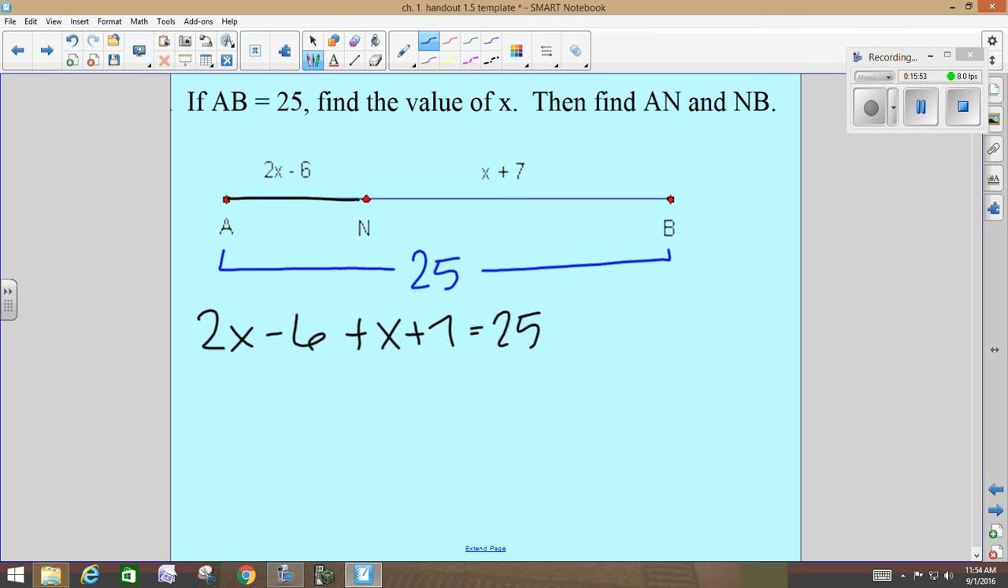Quinn, Anna, this is that segment addition postulate. AN plus NB equals AB. Right, Isaiah? Wouldn't the little segment on the left plus the segment on the right equal the whole thing? Okay, and then I just took what we knew and substituted it in. Actually, Chris did that for us. Okay. Chris, help us finish this, please.